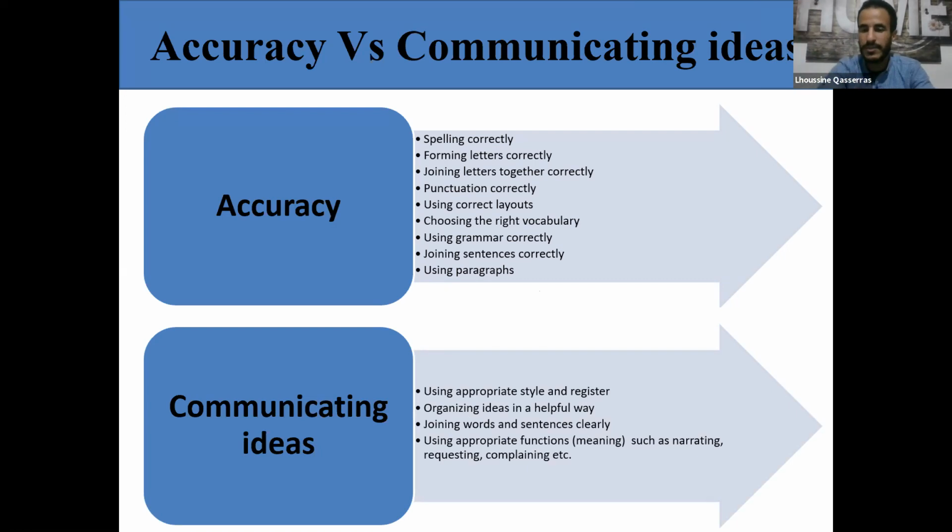Accuracy: spelling must be correct, forming letters correctly, joining letters together correctly, punctuation correctly, using correct layout, choosing the right vocab, using grammar correctly, joining sentences correctly, using paragraphs. This is accuracy. When you speak, you must be correct. When you write, you must be correct. When you read, you must be correct, etc. Everything must be correct, which means that you focus and you pay attention. Now, fluency or communication ideas.